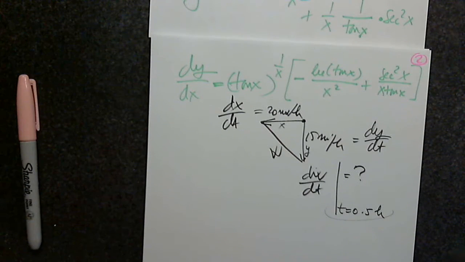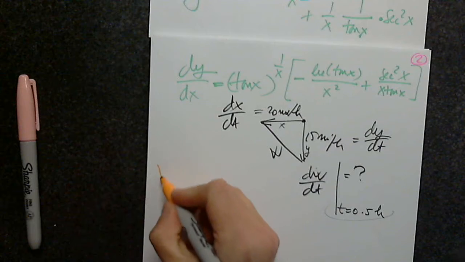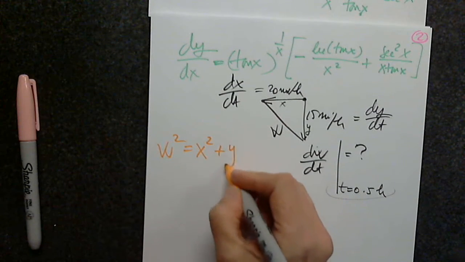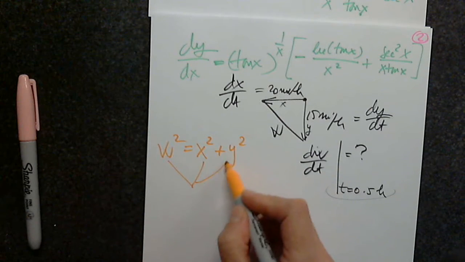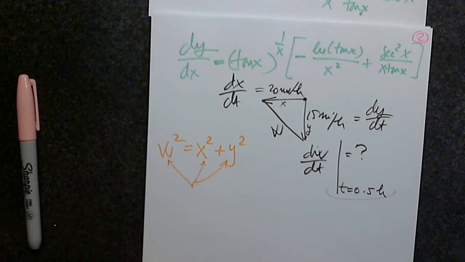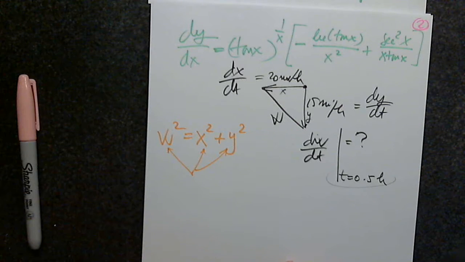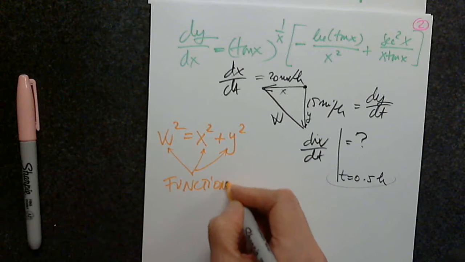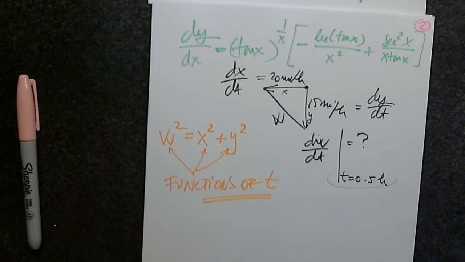I need a relationship, an equation that has all these in it, so I can find dw over dt. Very good. w squared equals x squared plus y squared. Now remember, all these three are functions of t. Functions of time. Good.